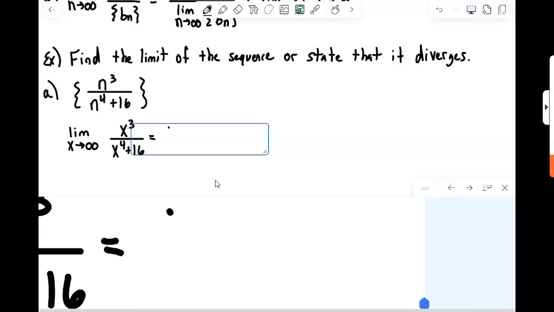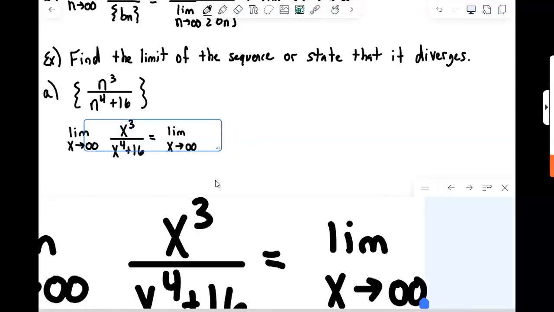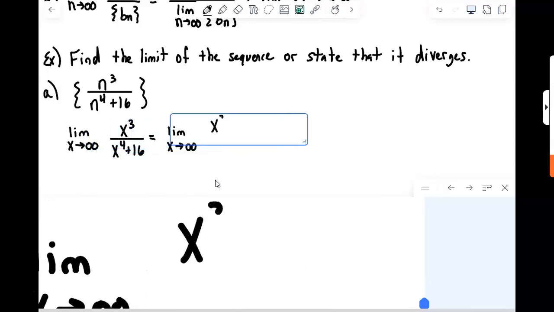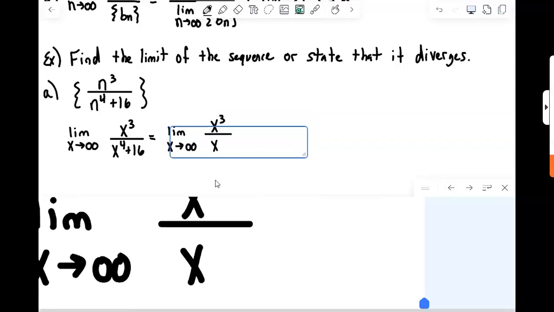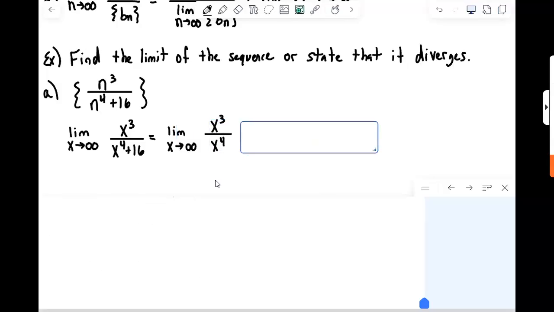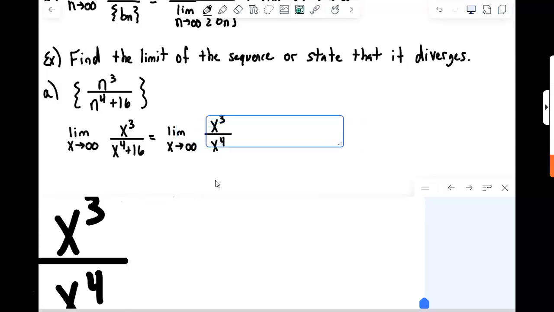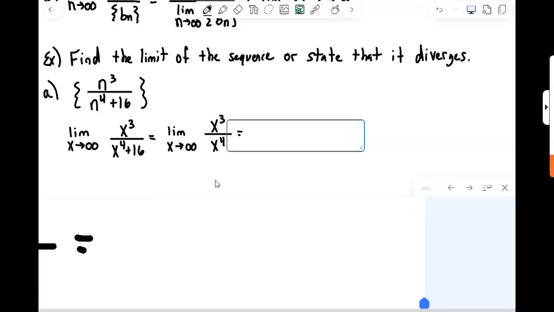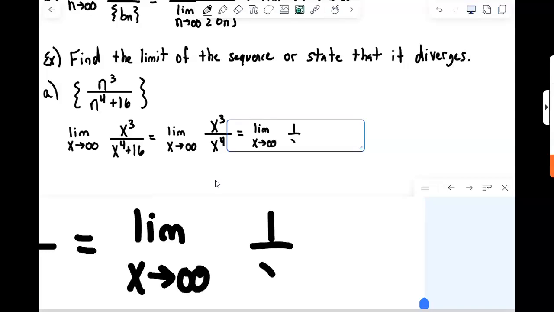Instead, we realize that in this fraction, the only thing that matters in the top is the largest power present. The only thing that's going to matter in the bottom is the largest power present. So I can say that this thing is the same as this limit. And that thing, x cubed over x to the fourth, I can simplify to be 1 over x.